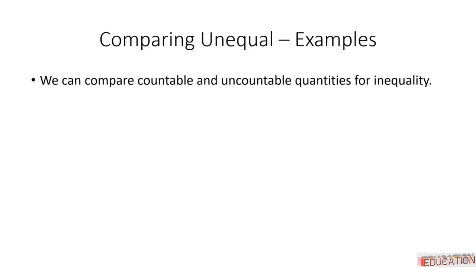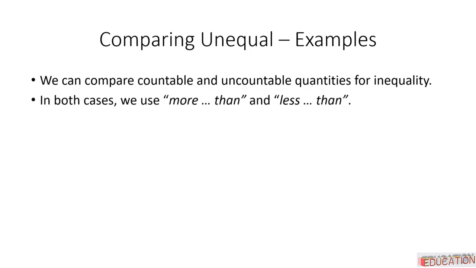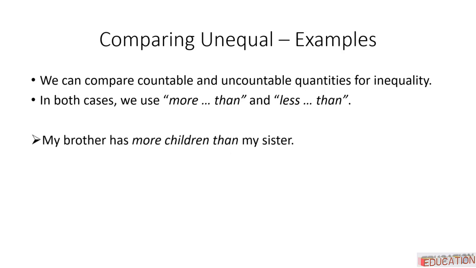We can also compare countable and uncountable quantities for inequality. And in both cases, we use more than and less than. My brother has more children than my sister. So we don't know the exact numbers, but the brother has at least one more child than the sister. John has less books than Paul. Again, we don't know exactly how many each has, but of the two, John has less. That was the countable nouns for inequality.